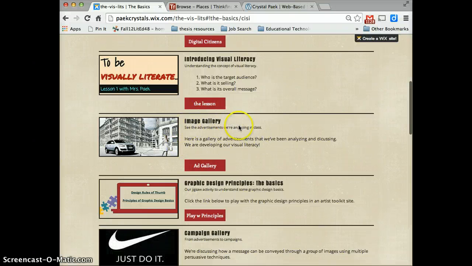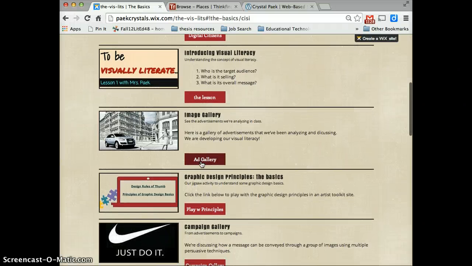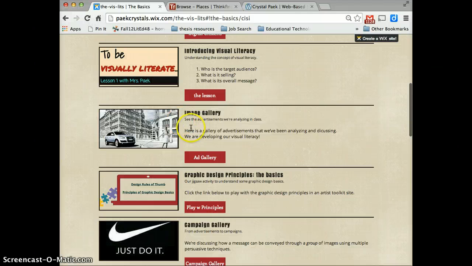And we continue analyzing it, looking through an image gallery with advertisements that we analyze and discuss in class to develop visual literacy. And that touches upon my second objective, evaluating message design. Just looking at how the way that images are composed and the focus audience that they're sending this image to really informs what we as consumers take from it.